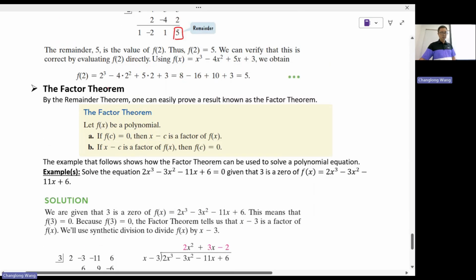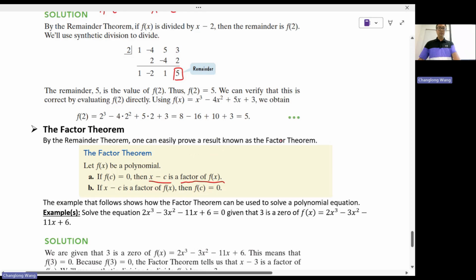Well, there's another theorem which is pretty much rewarding the remainder theorem. It's called the factor theorem. It says that if you have a polynomial function and you notice that by evaluating the function at c, you get a 0 value, that means c is a 0. You can conclude that x minus c must be a factor of this function.